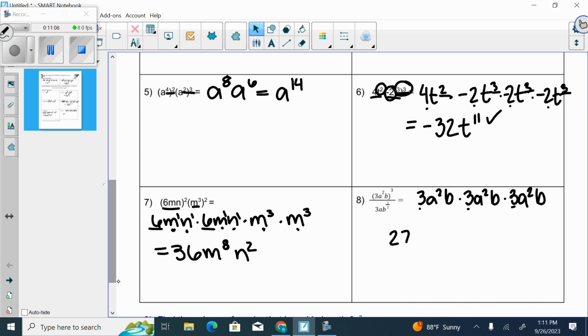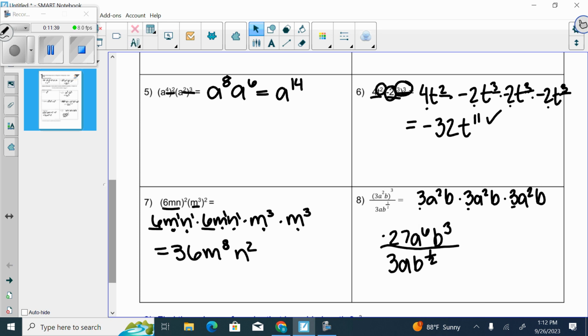And what am I going to do with all those exponents? Add them up. So I got 2 and 2 and 2 for a. How many is that all together? 6. So I'd have a to the 6. And how many b's do we have? 3. So I'd have b to the third. And this is over 3ab to the 1/2, right? Okay, now we can worry about dividing.